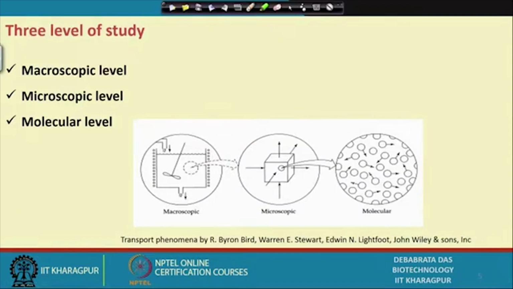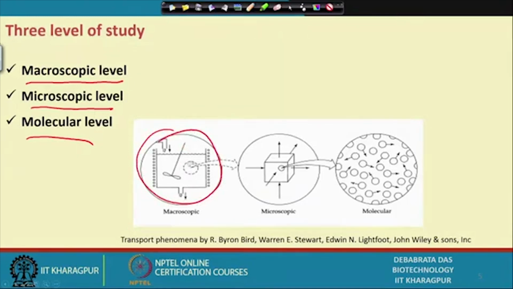Now if you look at the three levels of study, one is the macroscopic level, another is the microscopic level, and the third is the molecular level. In the macroscopic level, you study what is happening inside the fermenter. Inside that you might be using some kind of cell, or a particular portion of the liquid you want to study in detail. Then we have the microscopic analysis. And the molecular level means how the molecules inside this cell interact with each other and give the product. So there are three different levels of study.